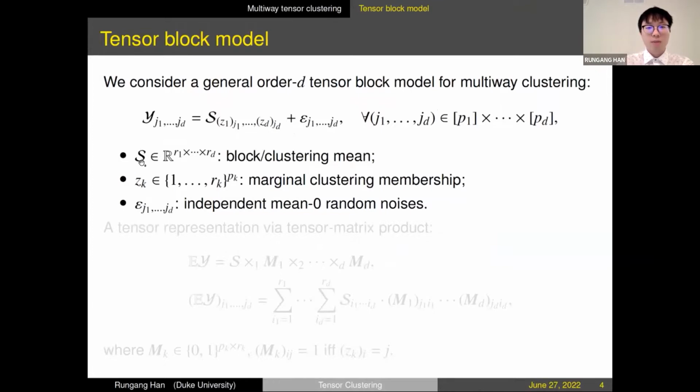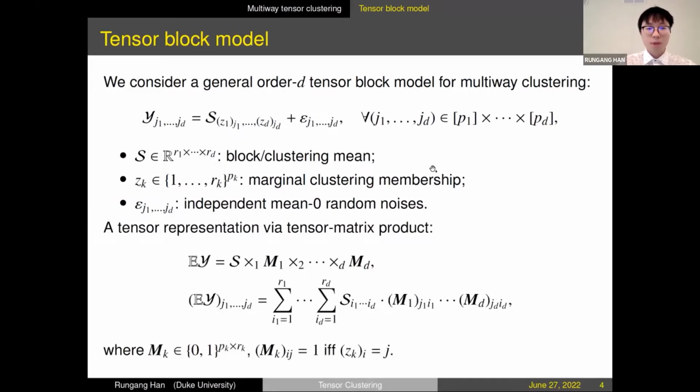The first component is the block mean or clustering structure S, which is a smaller tensor, but with the same order D, with dimension R1 up to RD. Here, Rk is the number of clusters we impose for each direction. And we have Zk, which represents the marginal clustering membership. Given S and Zk, we can determine the entry of Y according to its corresponding index, the membership it belongs to, and the block mean. Then we add some independent mean zero random noise to model the statistical error.